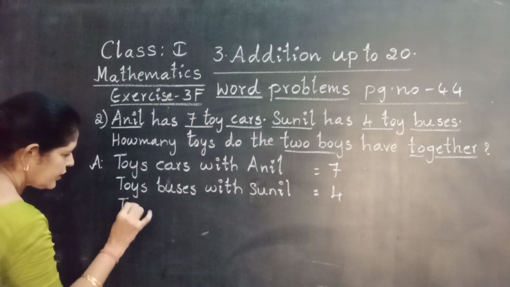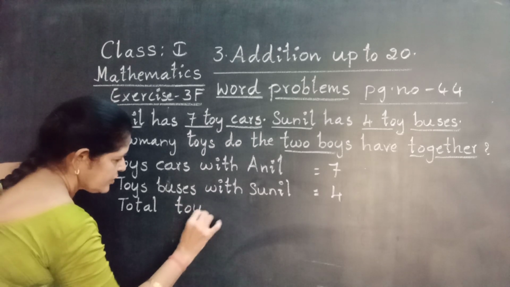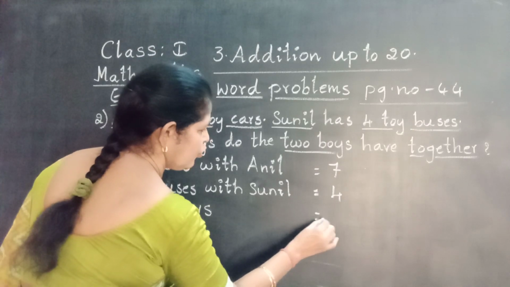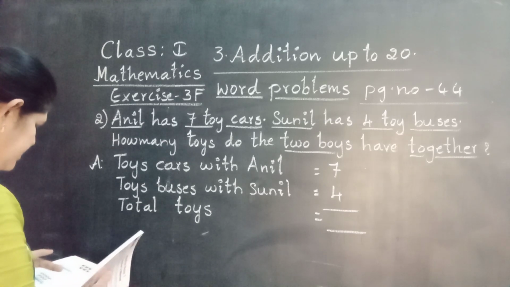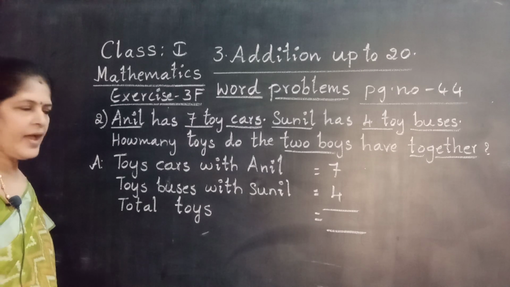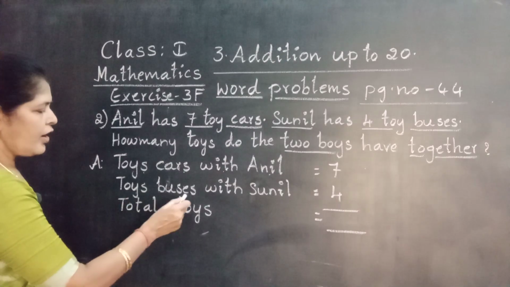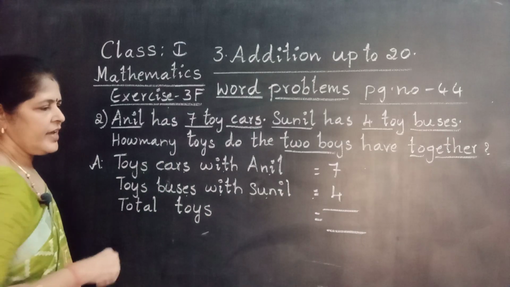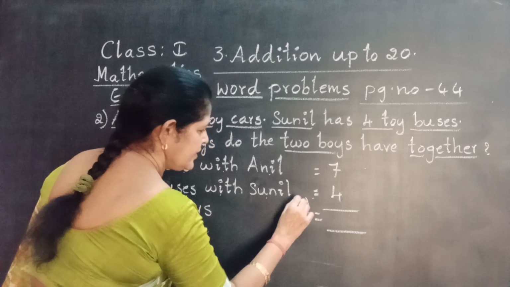Now total toys. Total toys together. There are simply total toys with the 2 boys. Okay? Total toys together. Ready now? Come on. Toy cars with Anil equal to 7. Toy buses with Sunil equal to 4. Total toys. Total means addition. Put the symbol plus. 7 plus 4.